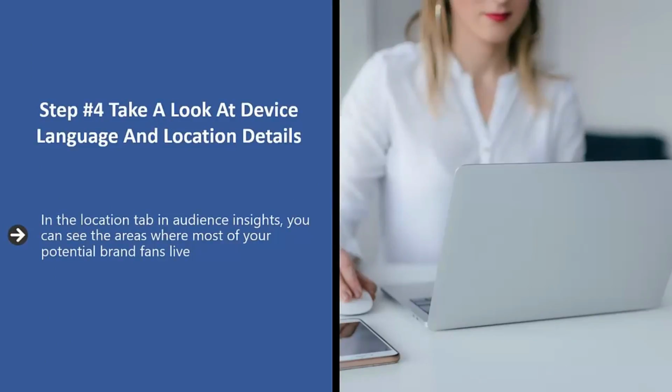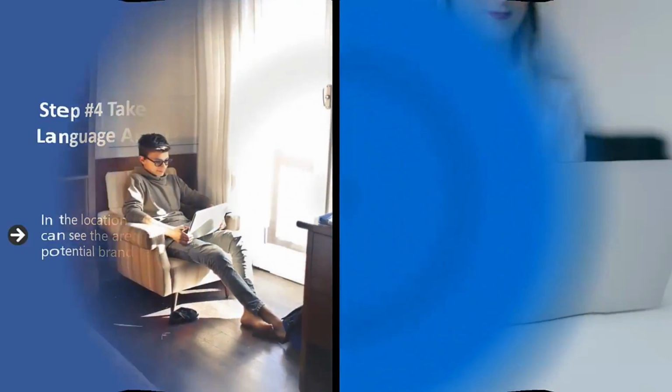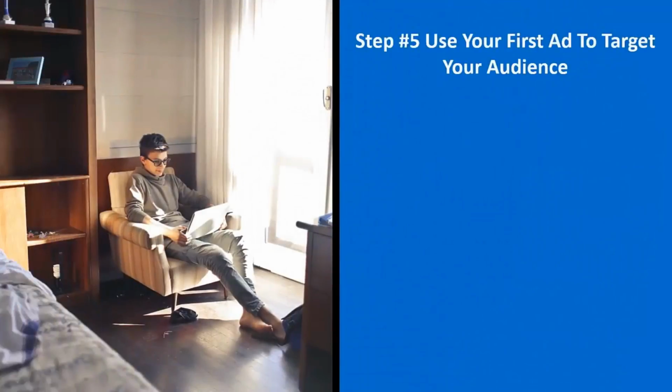In the Location tab in Audience Insights, you can see the areas where most of your potential brand fans live. This will also let you know what language they speak. Click on the Activity tab and then check out their devices. Step number 5, use your first ad to target your audience.